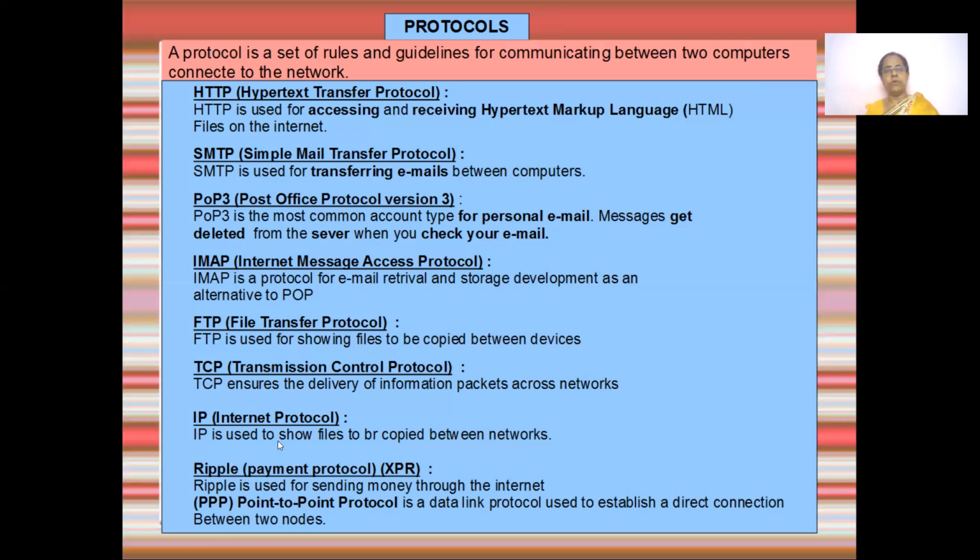IP is Internet Protocol. I already told you about your IP address and all that. The IP tells which files have to be copied between the networks. Ripple is a payment protocol, called XRP. Ripple is used for sending money. You send money through the internet, like when you're doing net banking. That is Ripple. And PPP is the Point-to-Point Protocol. It is a data link protocol used for establishing a direct connection between two nodes.